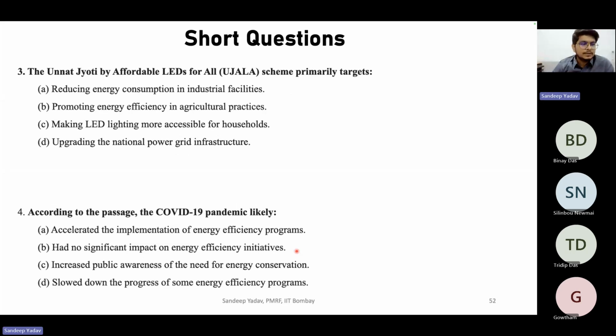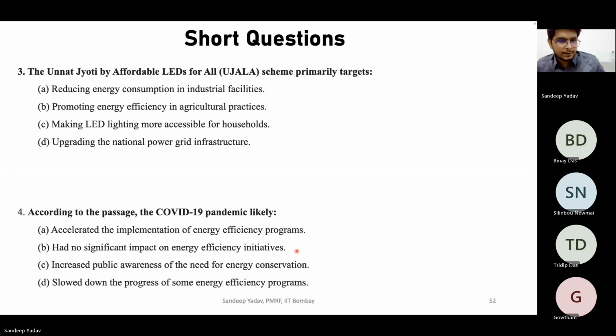Now, moving to question number 3, the Unnat Jyoti by Affordable LEDs for All, that's called Ujala, a scheme that primarily targets reducing energy consumption in the industrial facilities, promoting energy efficiency in agriculture, making LED lights more accessible for households, or upgrading the national power grid infrastructure. It is C, sir. Let's see, correct, because the Ujala scheme is for the LEDs only.